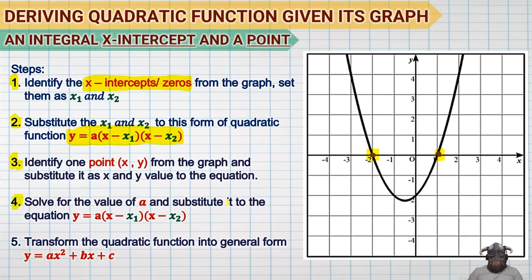Step 4, solve for the value of a and substitute it to the equation y is equal to a times the quantity x minus x sub 1 times the quantity x minus x sub 2. So, step 5, once again, for the last part, once you simplify the equation above, all you need to do is to transform this into a quadratic function in general form. y is equal to ax squared plus bx plus c. So, para mas maintindihan natin to, let's try to have some examples.